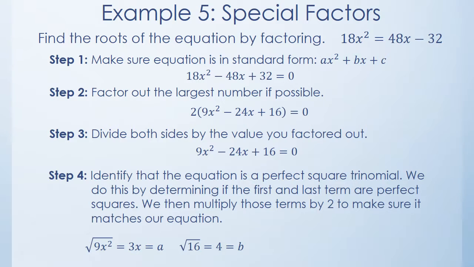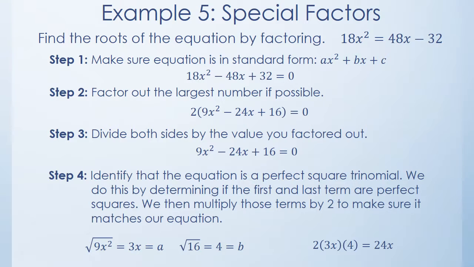Okay, so then 3x is my a value, 4 is my b value. Take 3x times 4, you get 12x. Okay, then multiply that by 2, you get 24x. Look at my value. Is it 24x? Yes. All right, the 24x is a match. That's how I know it's a perfect square trinomial.